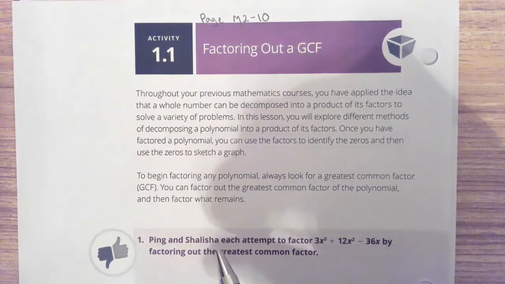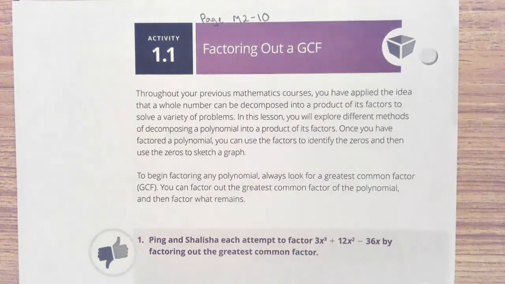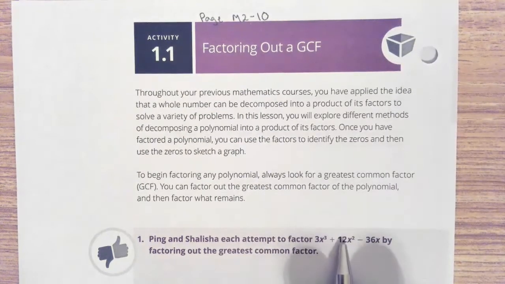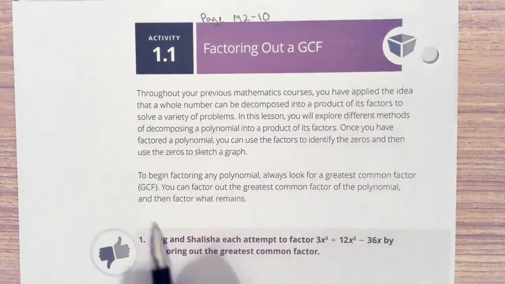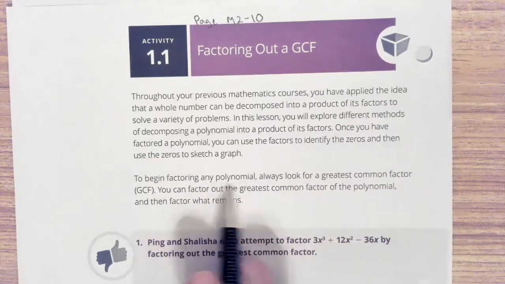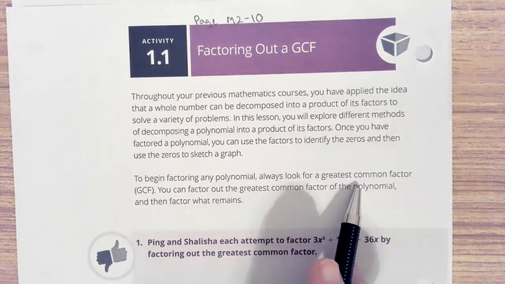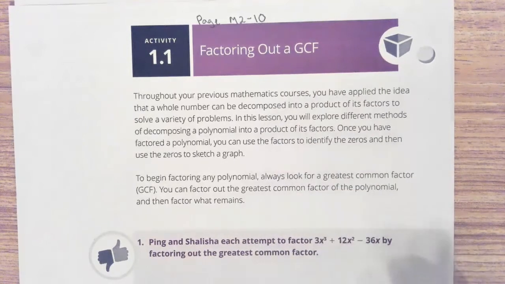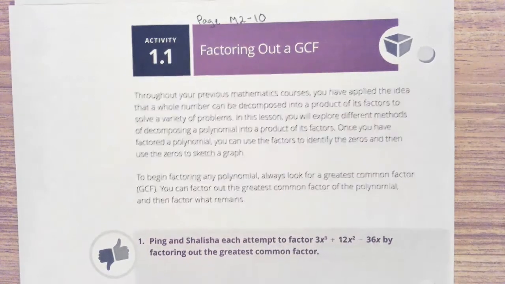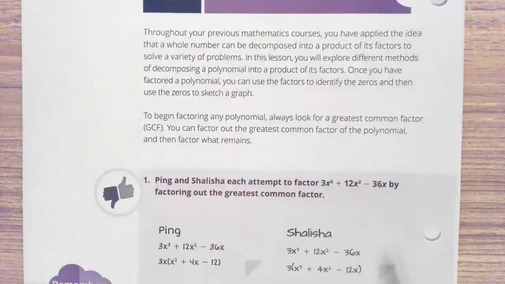We've done the AC method, or just when the first coefficient is 1, you find factors of C that add up to B, right? So today, this is a pretty important statement. To begin factoring any polynomial, always look for a greatest common factor first. If you're able to pull out a greatest common factor, it'll make the next factoring process much, much easier.